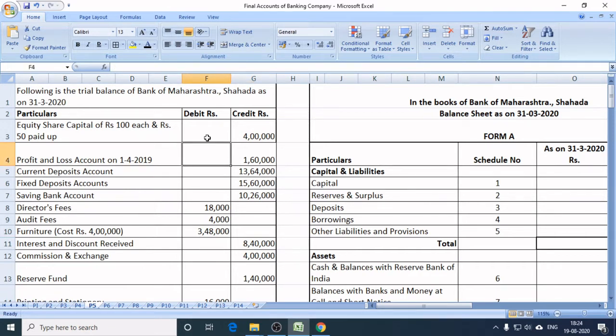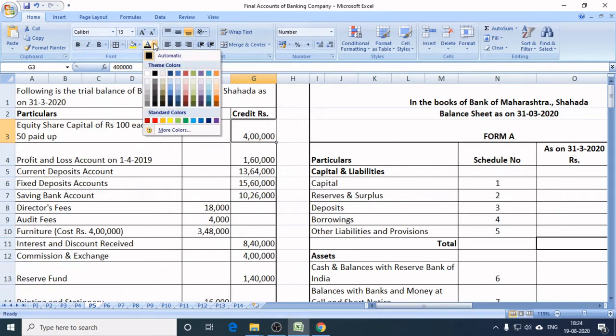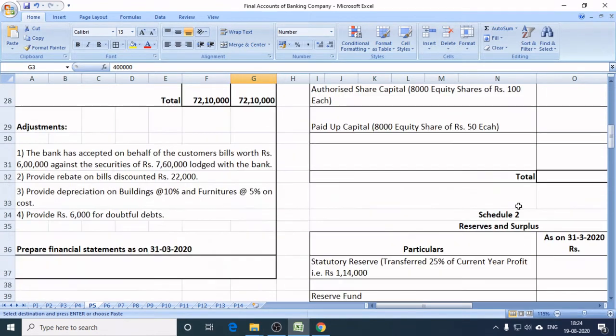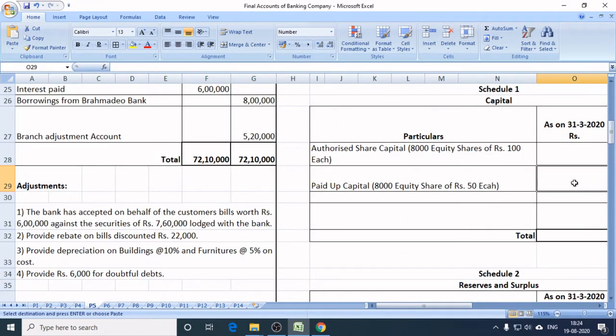So let's begin. Share capital. It is 4 lakh, but equity share capital of rupees 100 each and rupees 50 paid up. It means the face value per share is rupees 100, but the paid up value per share is rupees 50. So it should be mentioned in schedule number 1, that is capital. So schedule number 1 capital, that is paid up capital is 4 lakh.